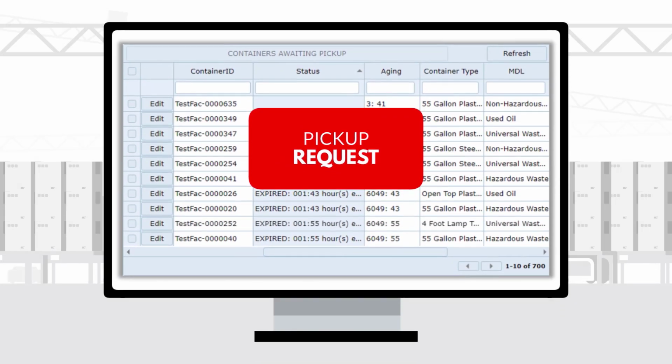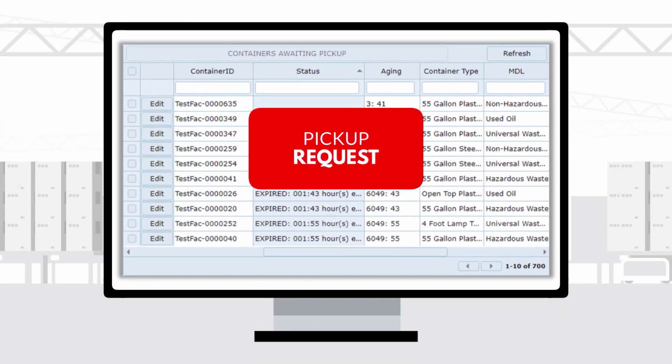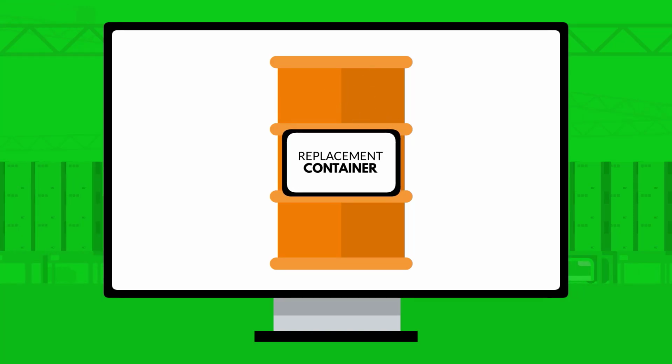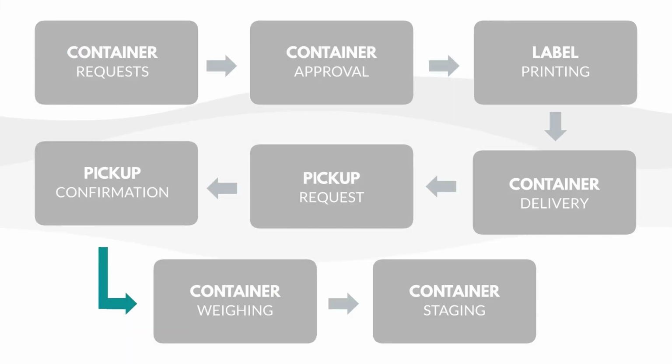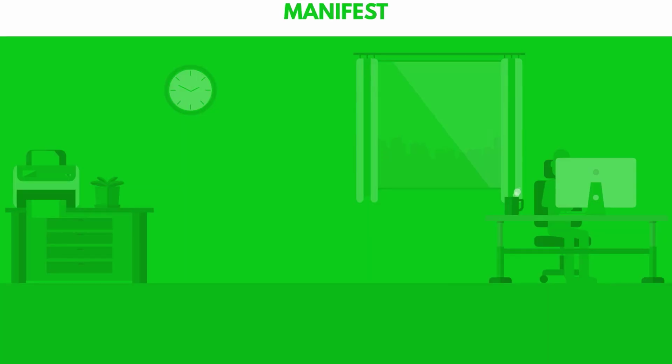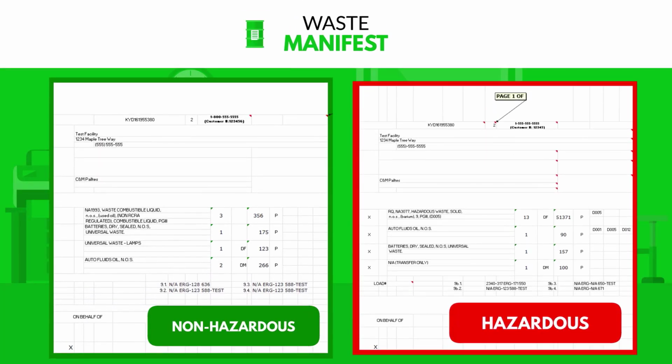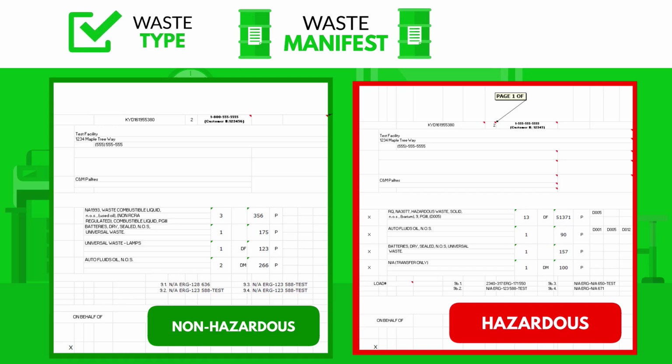Every container awaiting pickup will show in your reports. From there, choose the pickup request you wish to fulfill and automatically generate a label for the replacement container. The transporter picks up the container, weighs it, and stages it. At the end of the process, you can generate a waste manifest that displays all the data in your records, from waste type to DOT shipping names, and print it over the standard EPA form.